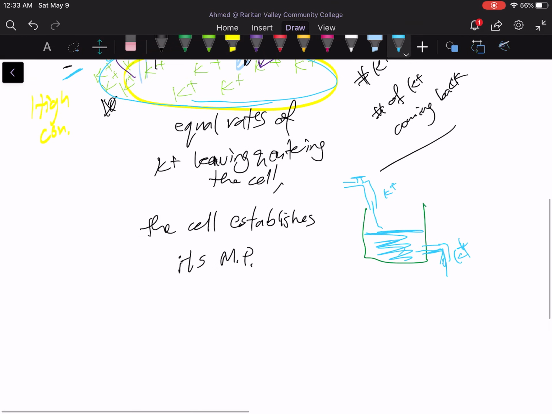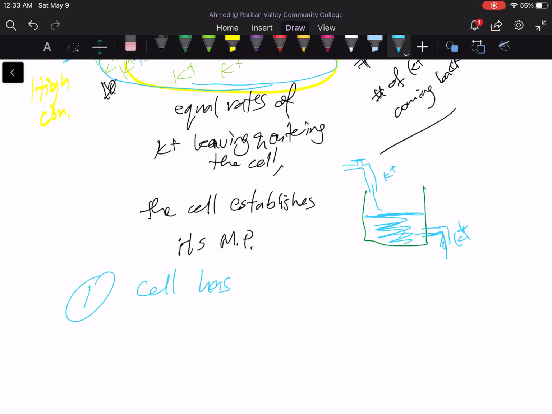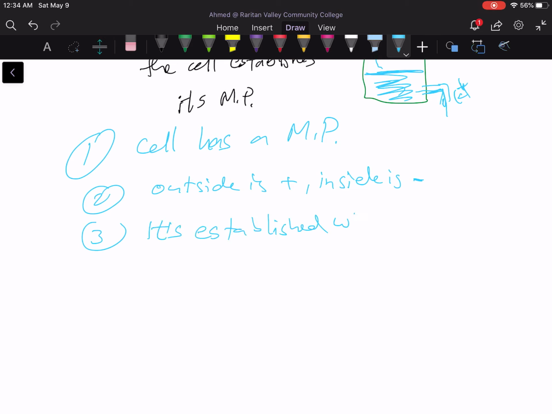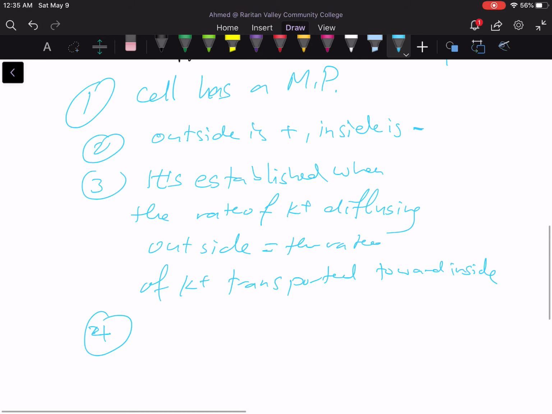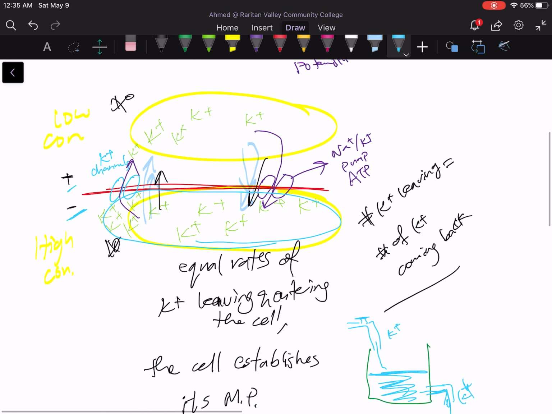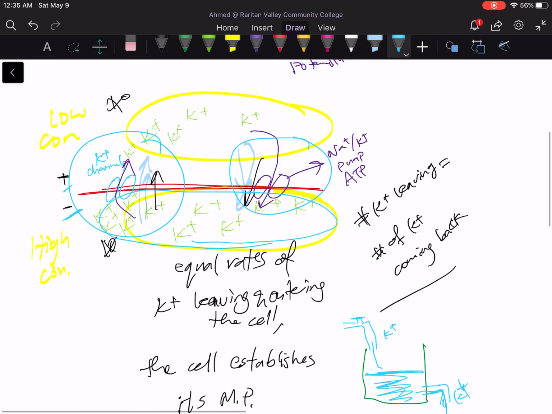So what you need to understand is that the cell has a membrane potential. This membrane potential means that outside is positive and inside is negative, and it is established when the rate of potassium ions diffusing outside equals the rate of potassium ions transported toward inside. And lastly, in this process to establish the membrane potential, we have diffusion and we have active transport. Diffusion was here and active transport was here.